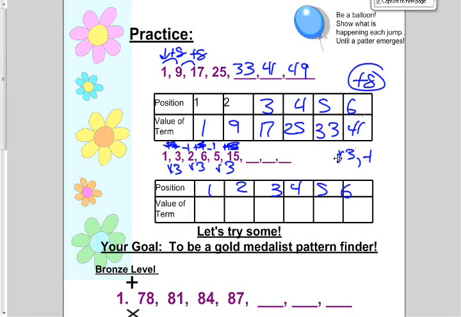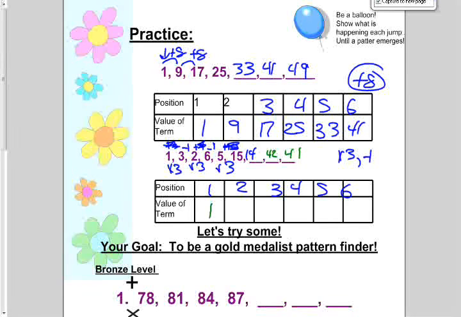Times 3 minus 1, times 3 minus 1. So from 5 to 15, we just did times 3. Now we're going to do minus 1 and get 14. Then we're going to take that number times 3, which is 42. And then minus 1, 41. So let's put this in our table.